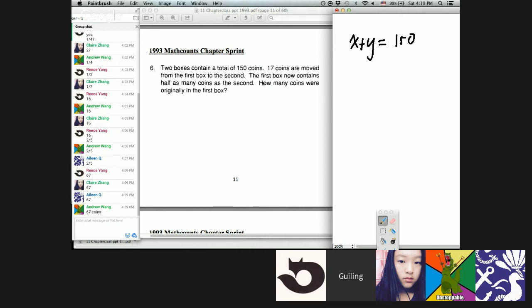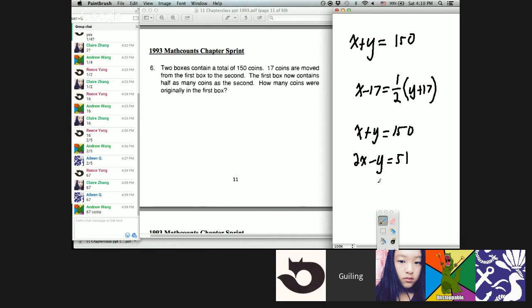It says 17 coins are moved from the first box to the second, so x minus 17. And now the first box contains half as many coins as the second box, so the second box has y plus 17. And then you solve this system of equations. I just opened up the bottom, so you get 2x minus y equals 51, if you simplify this.